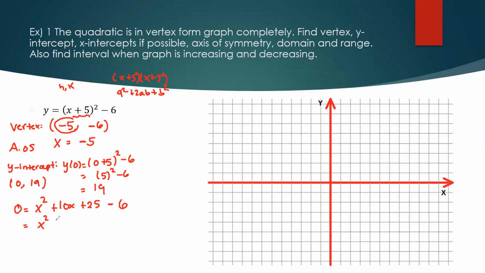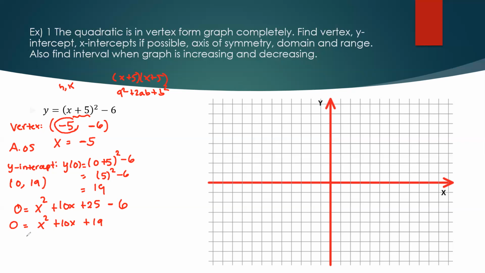So that's x squared plus 10x, and then 25 minus 6 is 19. Okay. Now, to save us time, I'm going to figure out if we actually have x-intercepts, because just looking at it, it doesn't look like we could factor it nicely. So it could be imaginary, it could be real. I'm not sure. So we'll just do the discriminant rule.